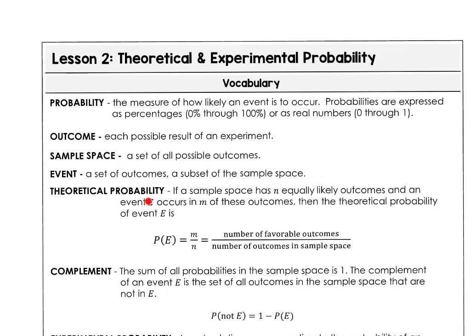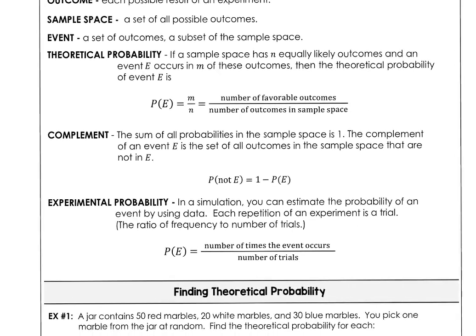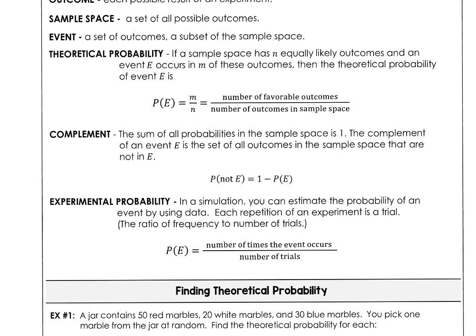When we're calculating theoretical probability, we want to take the number of favorable outcomes and divide it by the number of outcomes in the sample space. And a complement is the probability of something not occurring. So if I want the complement, I've got to say 1, which is that it would occur, and subtract the probability of the event. So the complement of an event is the set of all the outcomes in the sample space that are not in the event.